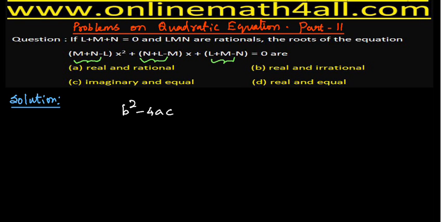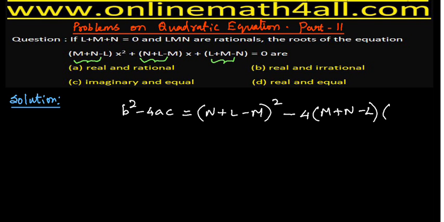When we compare, we get a = m + n − l, b = n + l − m, and c = l + m − n. In this discriminant b², we can replace b by n + l − m, that is the coefficient of x in our quadratic equation. So (n + l − m)² − 4 times the value of a, which is the coefficient of x², that is m + n − l, times the value of c, the constant term, that is l + m − n.